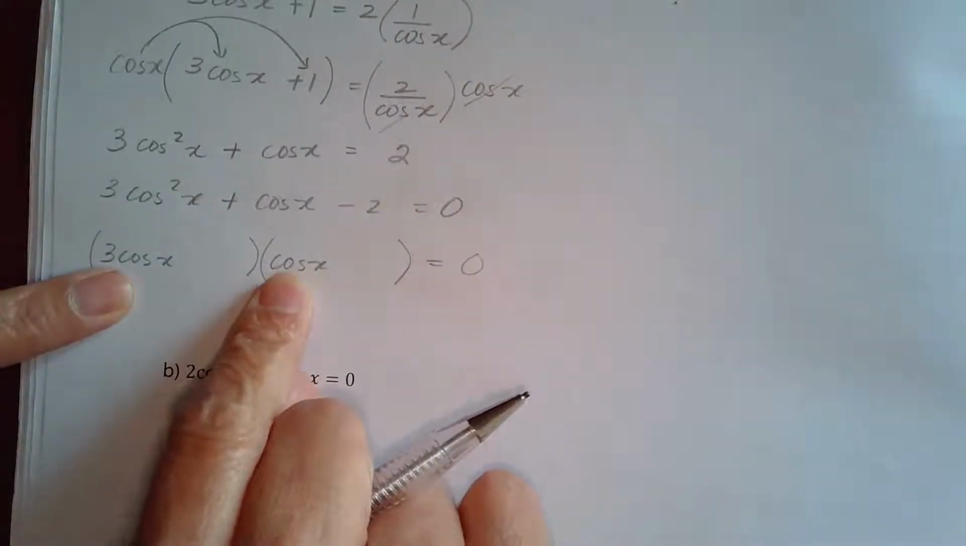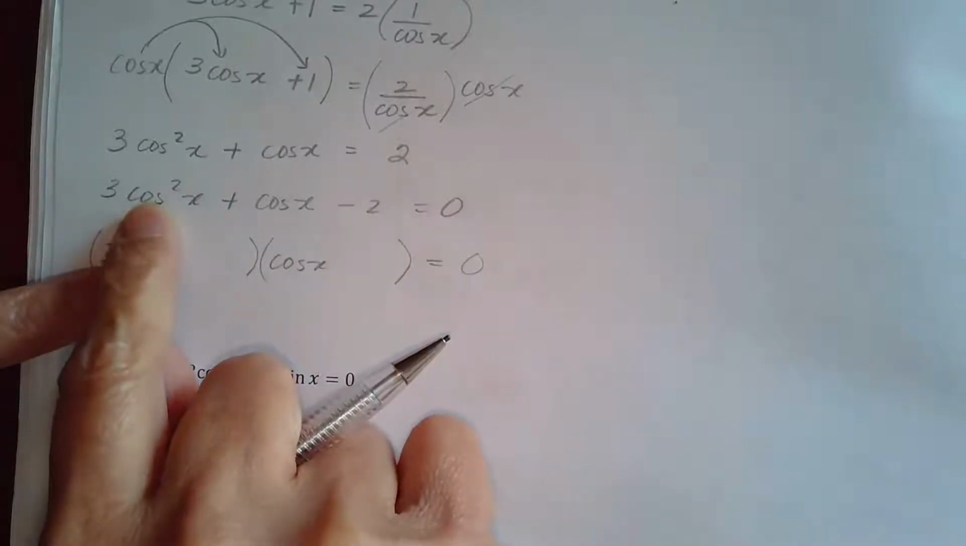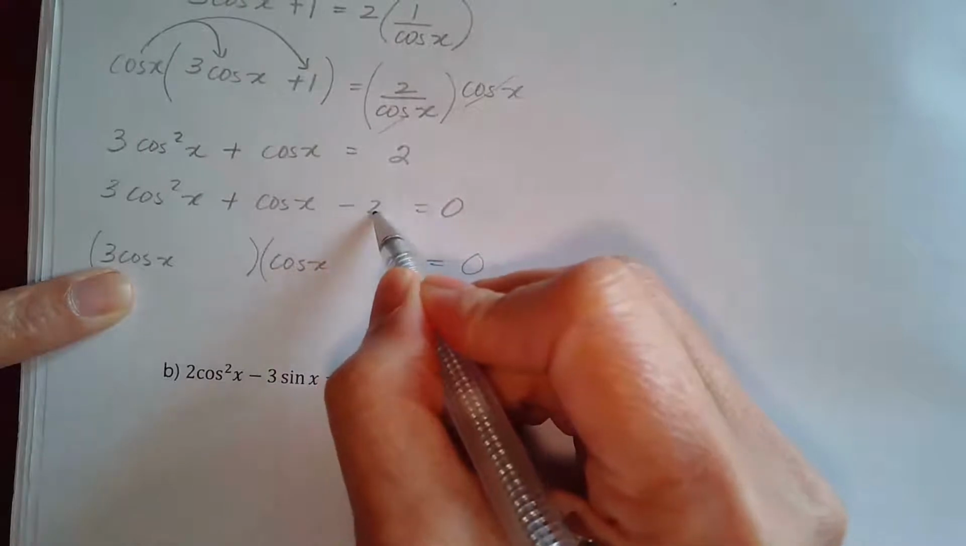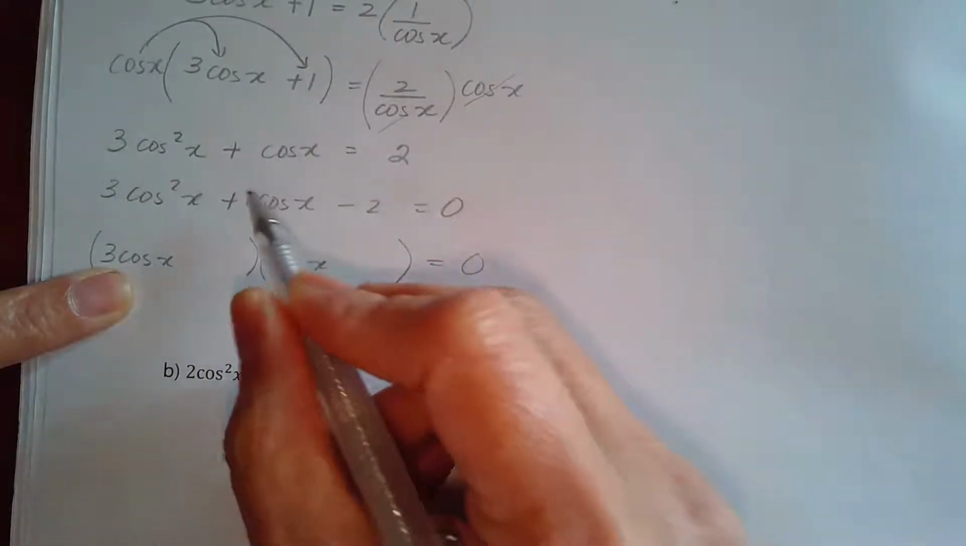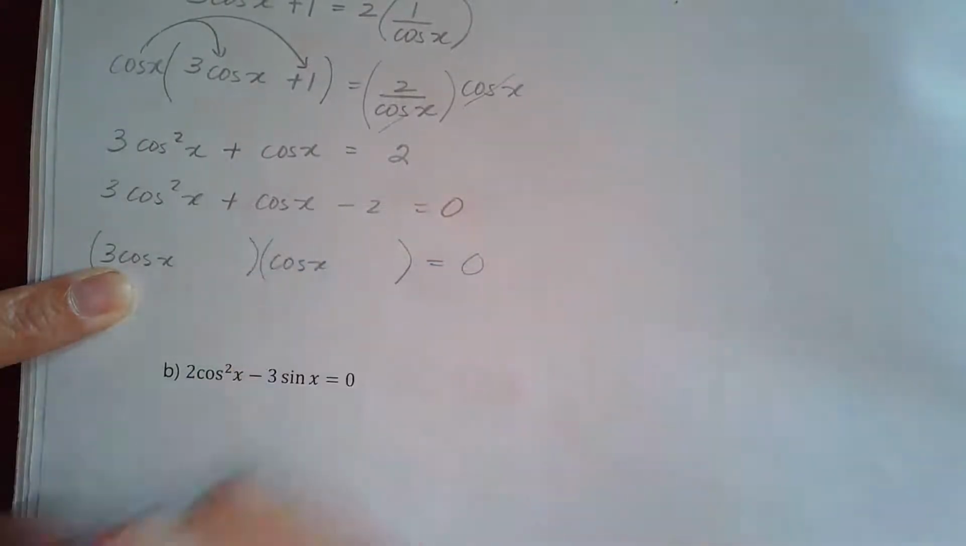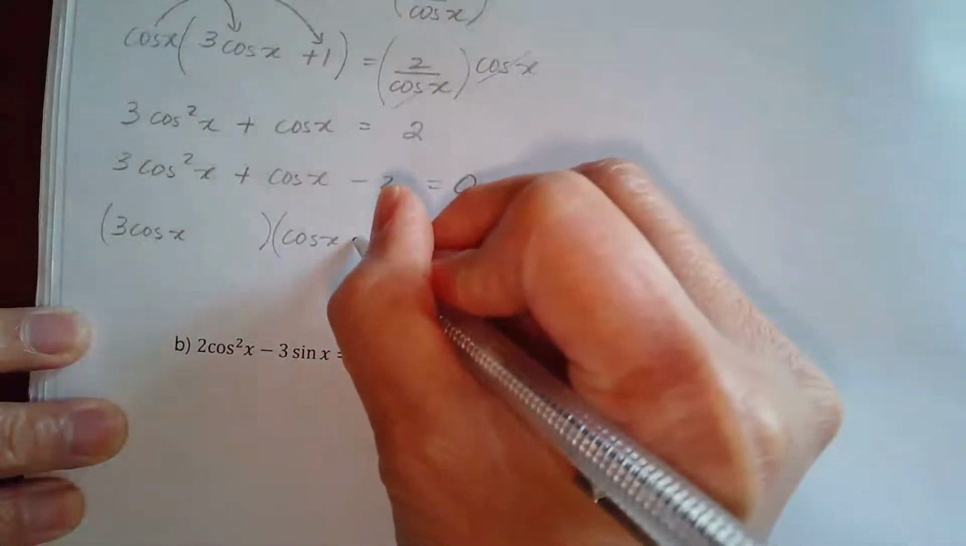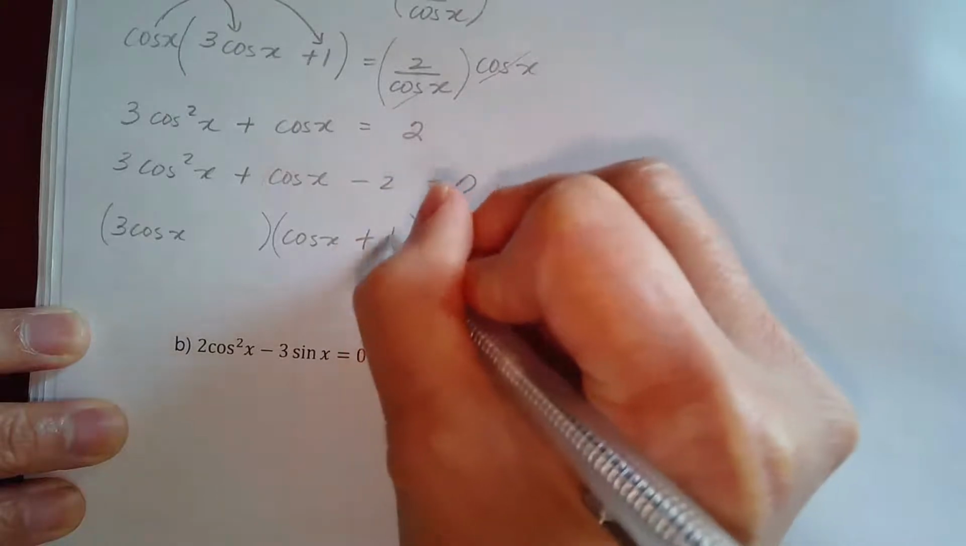3 cos of x times cos of x is going to give us 3 cos squared of x. And how can we get a negative 2? But then if we expand it, we're going to get a 1 in the middle term. So this is going to be plus 1, and then this is going to be minus 2.